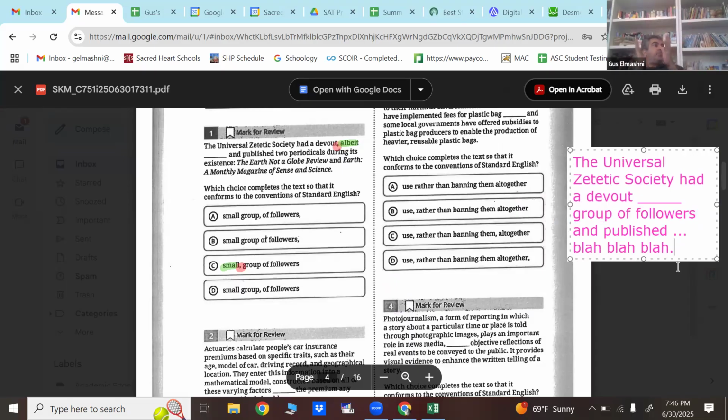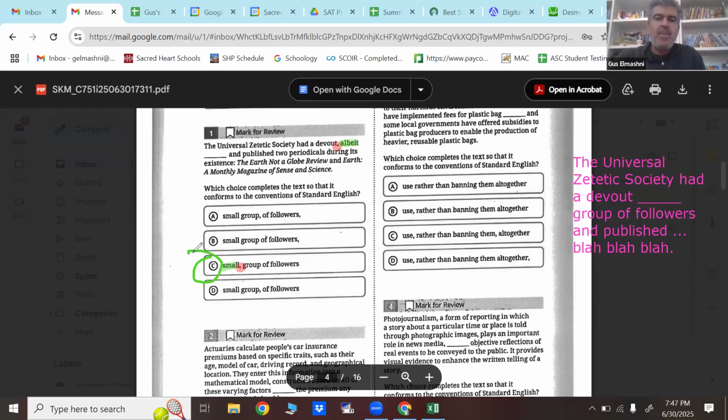Okay, here's the deal. The answer is going to be C. Let me explain why it's C. That was really tricky. Here's the thing. You don't need to say "albeit small."